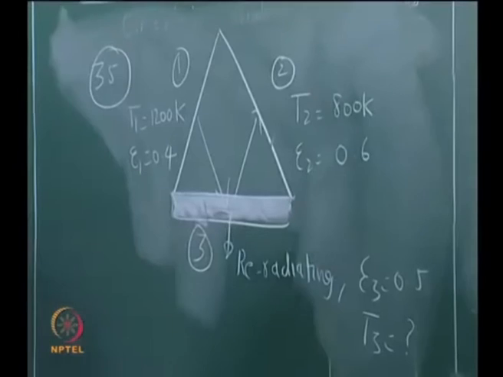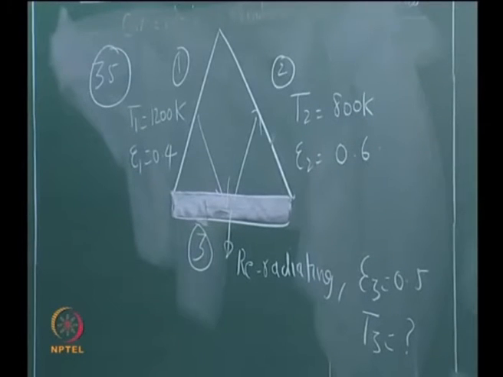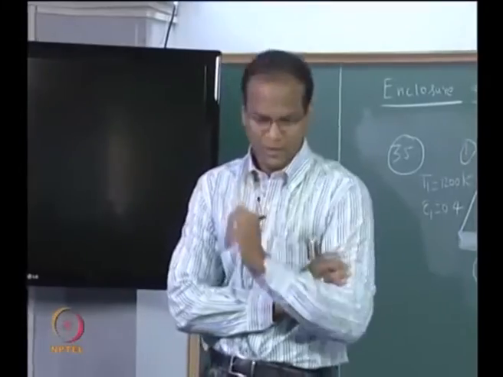So the good thing is, if you have a re-radiating surface, you do not worry about its emissivity, okay. So this T3 is actually called the equilibrium temperature of the re-radiating surface, okay.